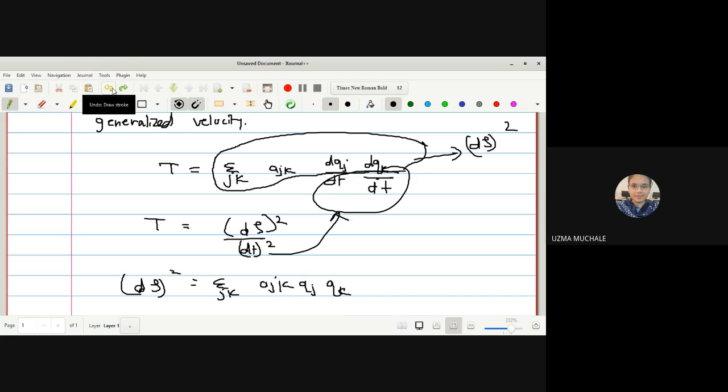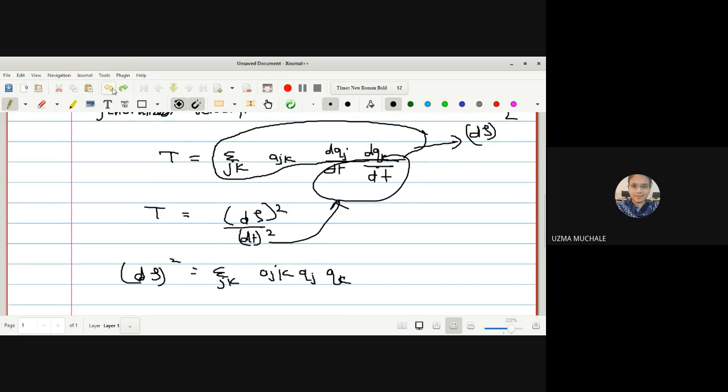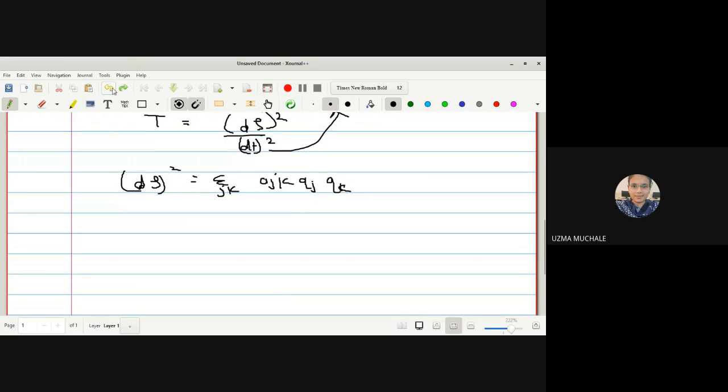Do you all understand? Hello, yes, ma'am. Please keep replying, otherwise I feel I have left you behind. Tell me what exactly you do not understand. Okay. So from this equation I can write dt is equal to d sigma divided by under root T. As it is a square, I can take the square root.